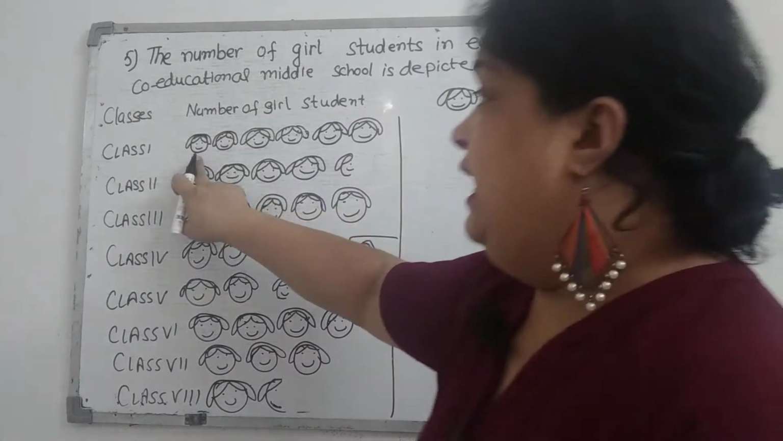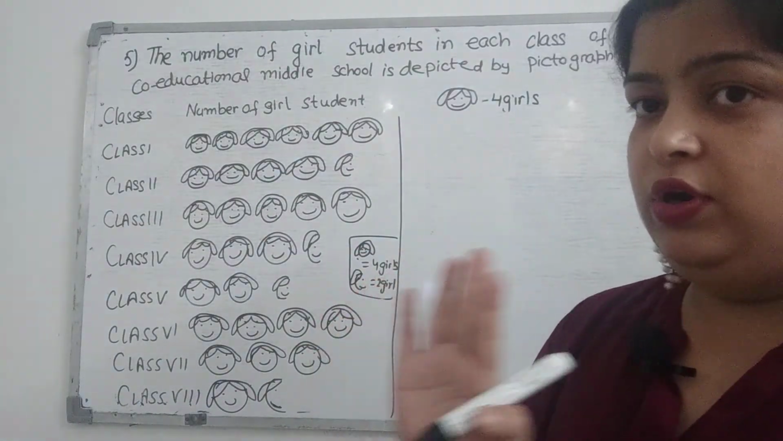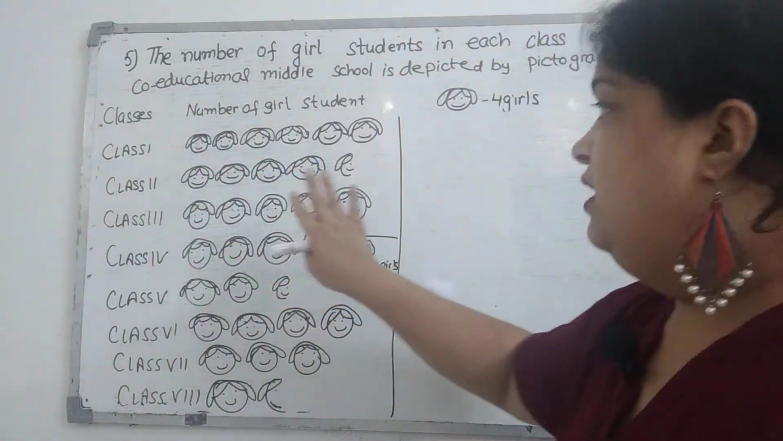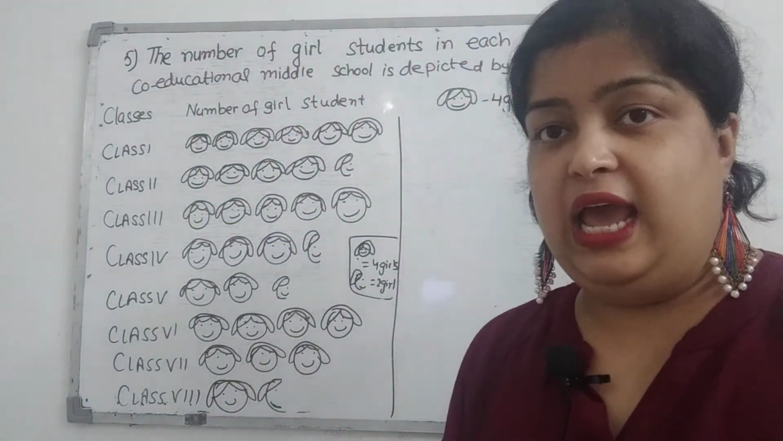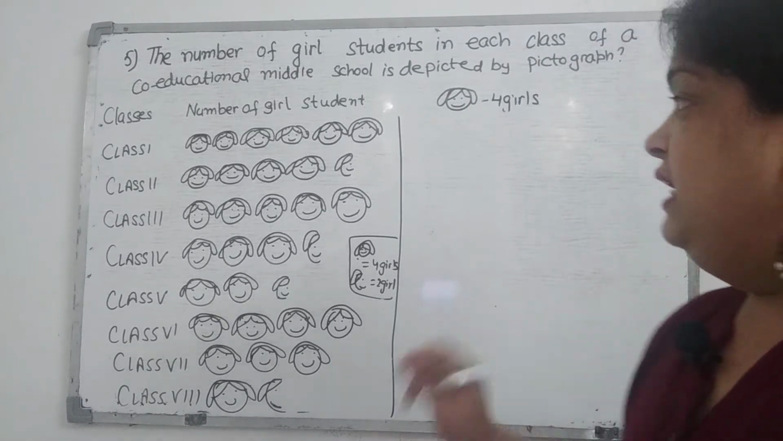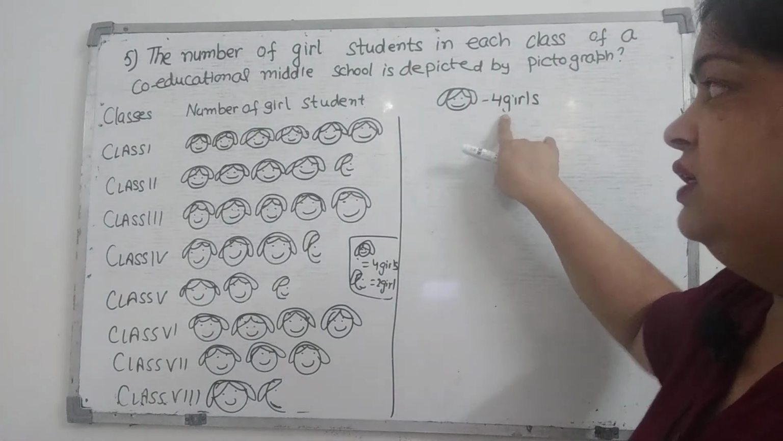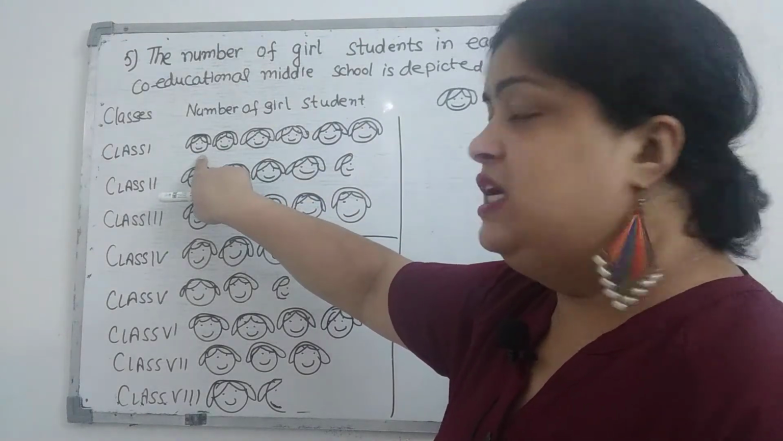Means एक फेस जो है उसके अंदर का काउंट किया है, मतलब 4 गर्ल्स है. Here I have made 6 faces for class 1. It doesn't mean that it has 6 girls in class 1. No. Each face represents 4 girls, which means that one face is equal to 4.